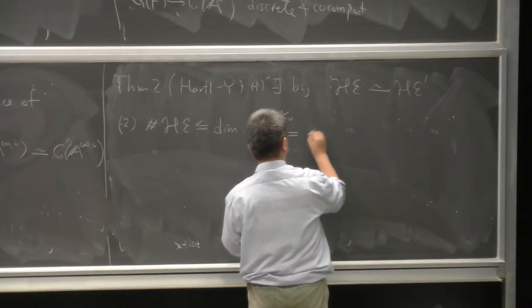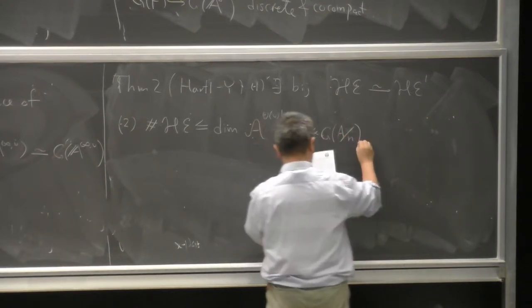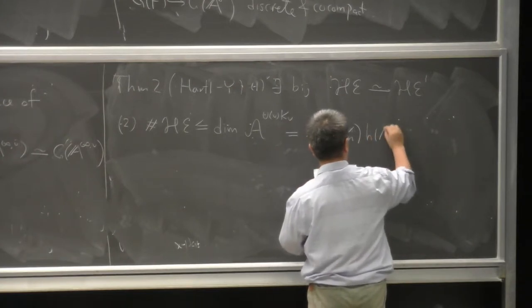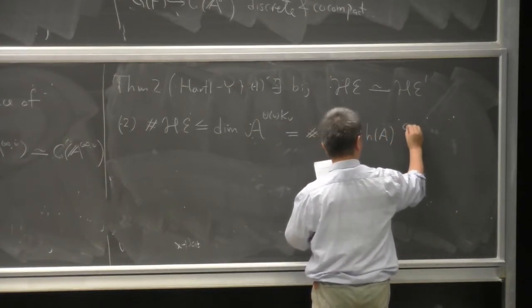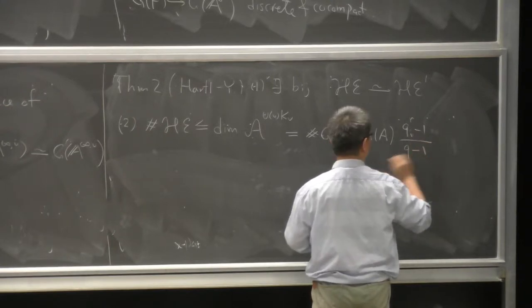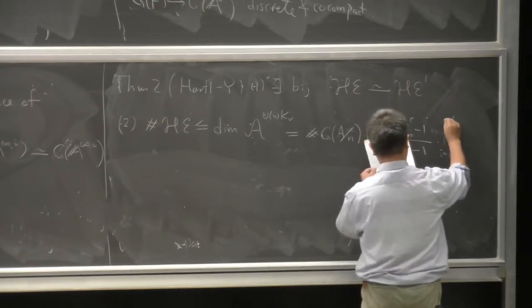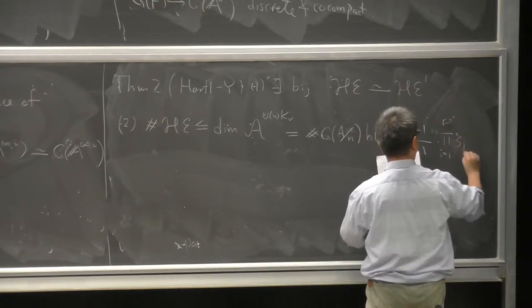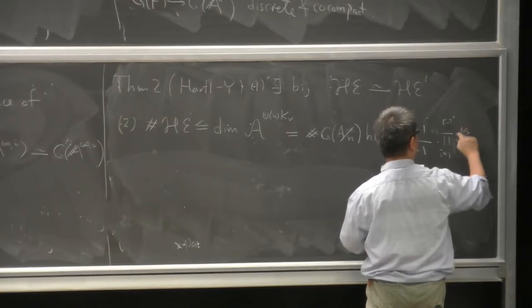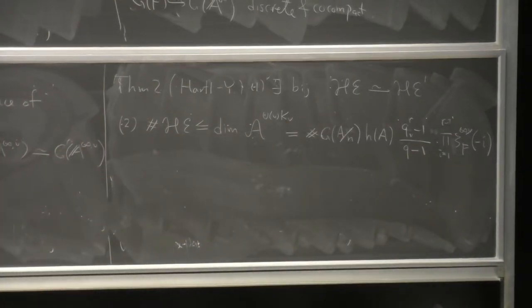This is just the cardinality of A, G mod A mod N, times the class number of A times the G_V of R minus 1 over 2 minus 1, and also times some special zeta values. Sorry, I remove infinity and V of minus i. So this is our second result.